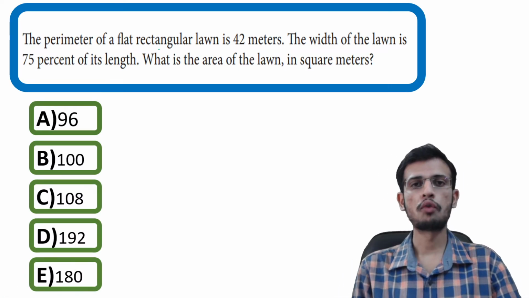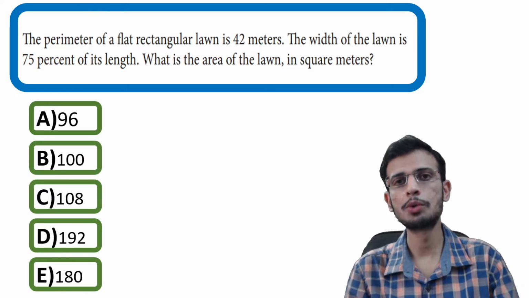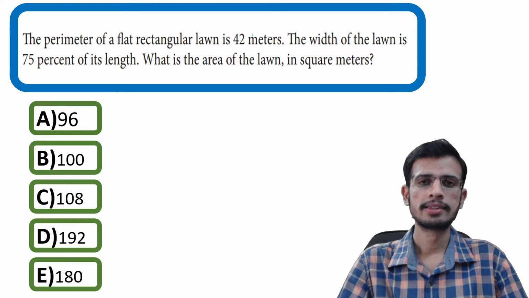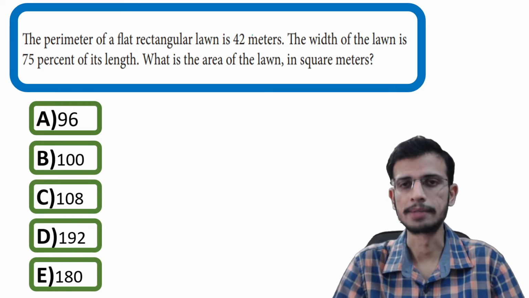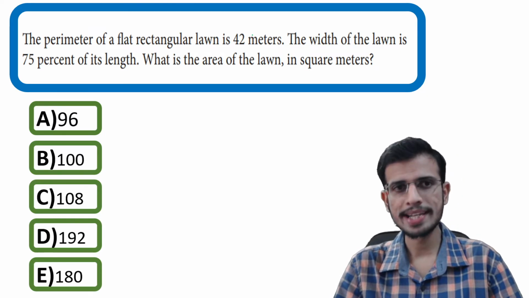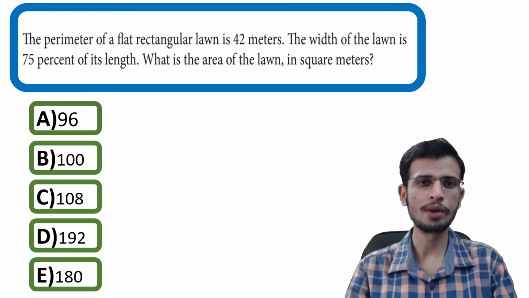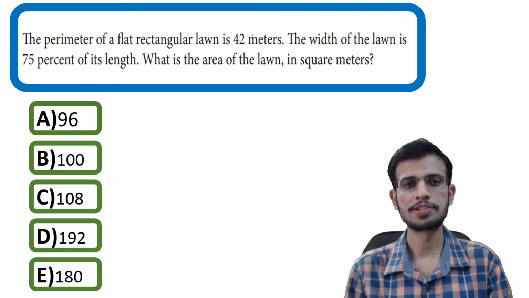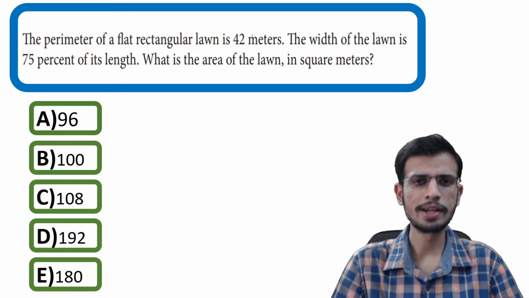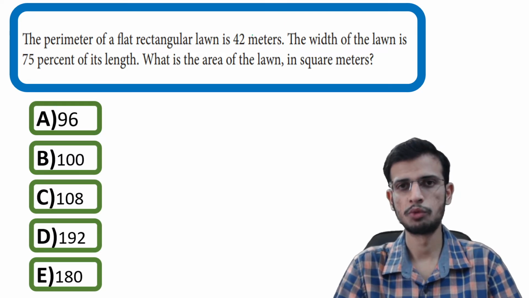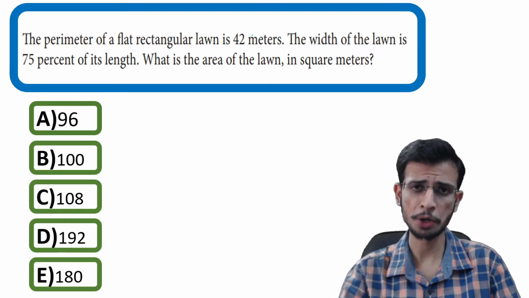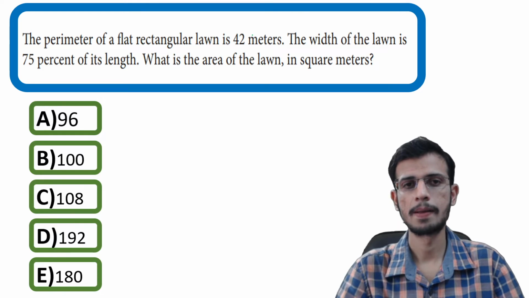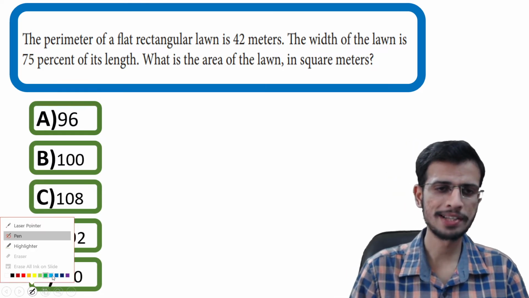The perimeter of a flat rectangular lawn is given to us. It is 42 meters. The width of the lawn is 75% of its length. Then what is the area of the lawn in meters square? Because length and width will be in meters. Okay. So options are given to us.